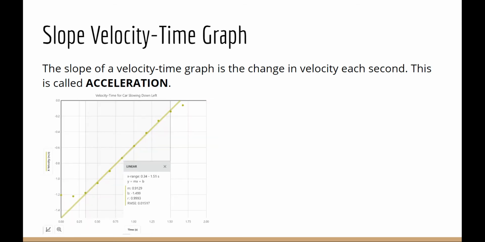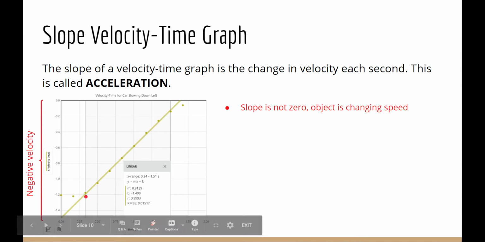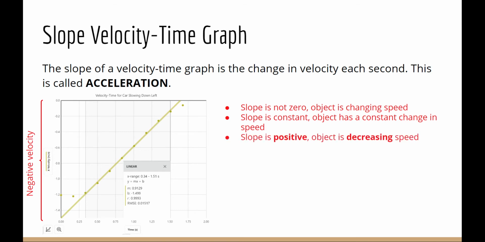Now let's take a look at an object that has negative velocities. So if we look over here, notice these are negative velocities. Remember from last unit, this is still true. A negative velocity just means it's moving to the left. So this one, now let's look at the slope. The slope isn't 0, so we know it's changing its velocity. It is constant, so we know there is a constant change in speed. And this time, the slope is positive, but it's decreasing speed.